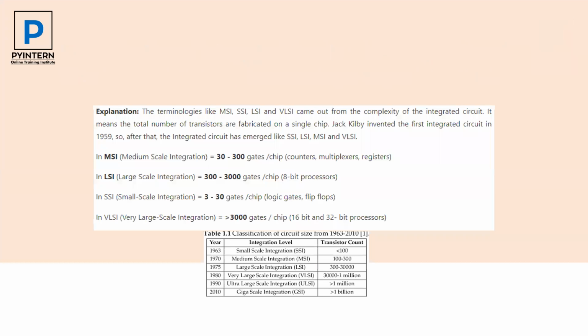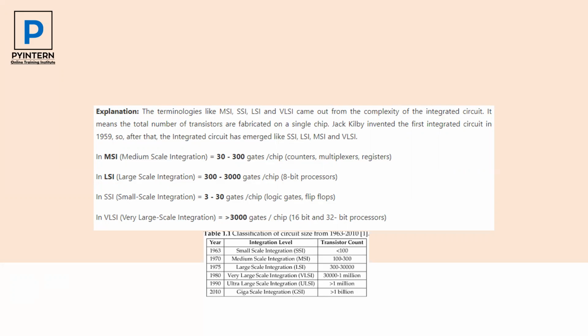Okay, let's see the explanation. The terminology like MSI, SSI, LSI, and VLSI came out from the complexity of integrated circuits, meaning the total number of transistors fabricated on a single chip. Jack Kilby invented the first integrated circuit in 1959. After that, integrated circuits emerged as SSI, meaning small, then medium, large, and very large. In medium scale integration, we are simply saying 10 to 100, 300. But if you see the table below, this is the classification.